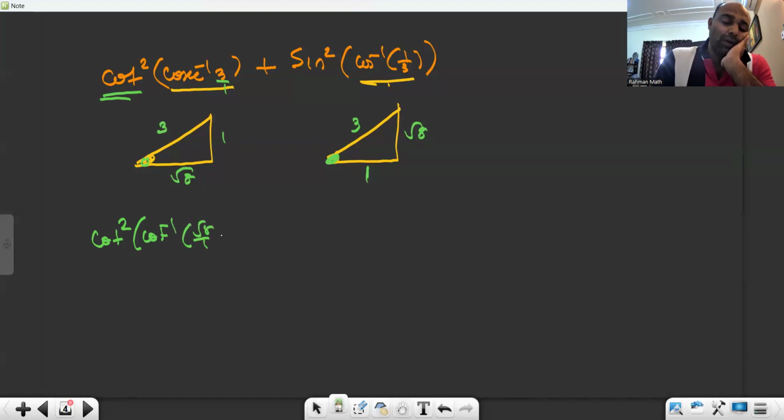So root 8 by 1 plus sine square. Outside sine square, so inside should be sine inverse. Sine inverse opposite by this one, root 8 by 3.